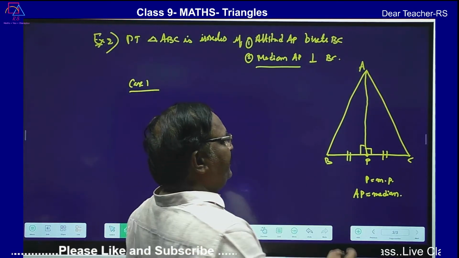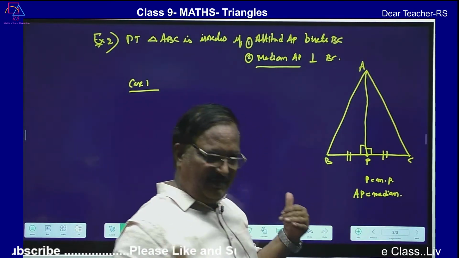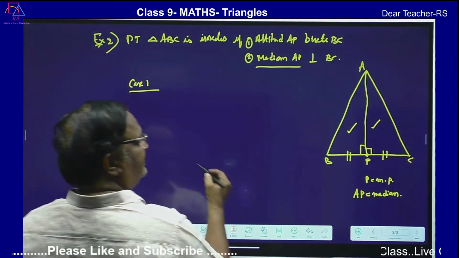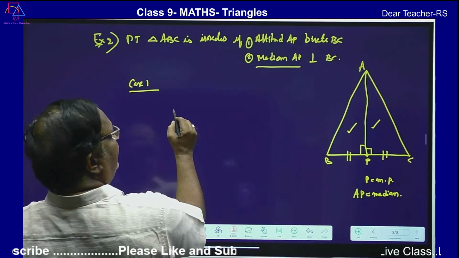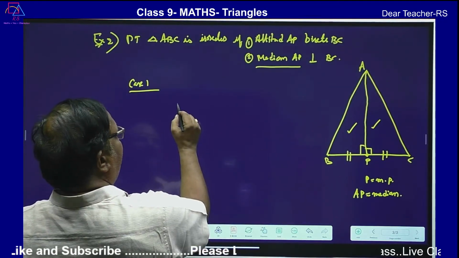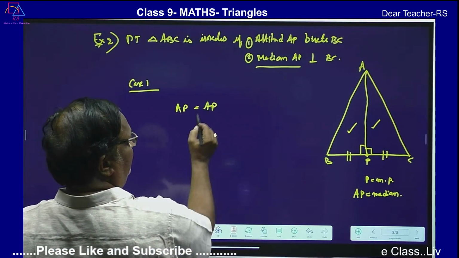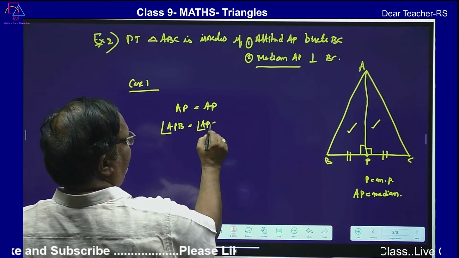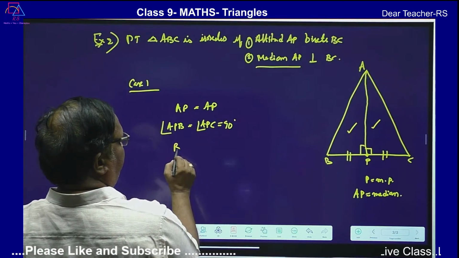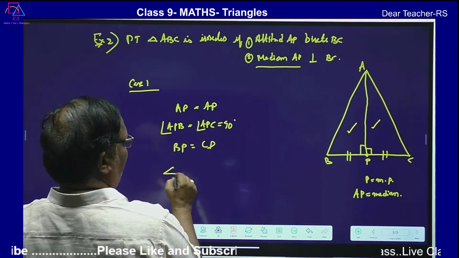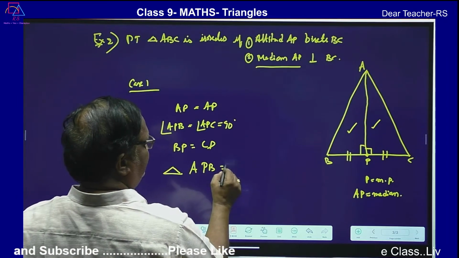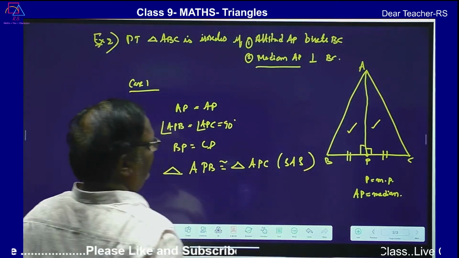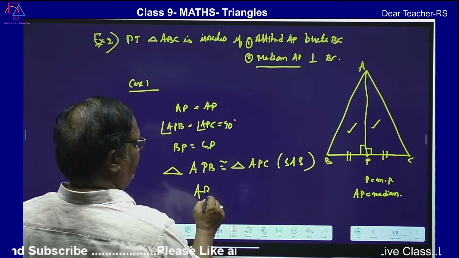So now you have to prove that this ABC is isosceles. Same problem. In these two triangles we have proved AP is equal to AP, common, and angle APB is equal to angle APC is equal to 90 degrees, and BP is equal to CP. Therefore triangle APB is congruent to triangle APC by SAS. Therefore by CPCT, AB is equal to AC.